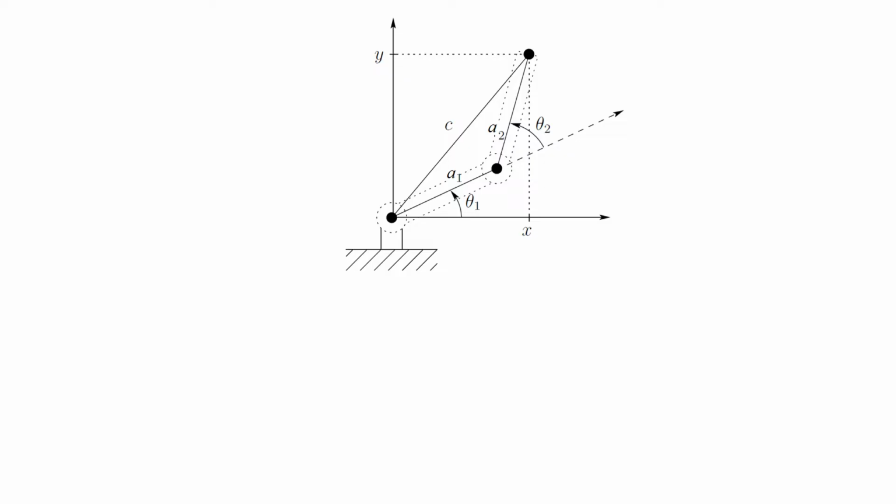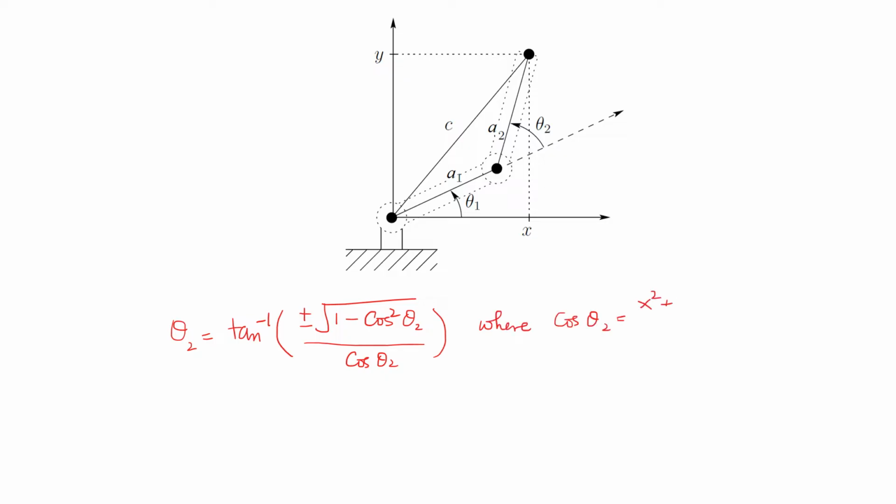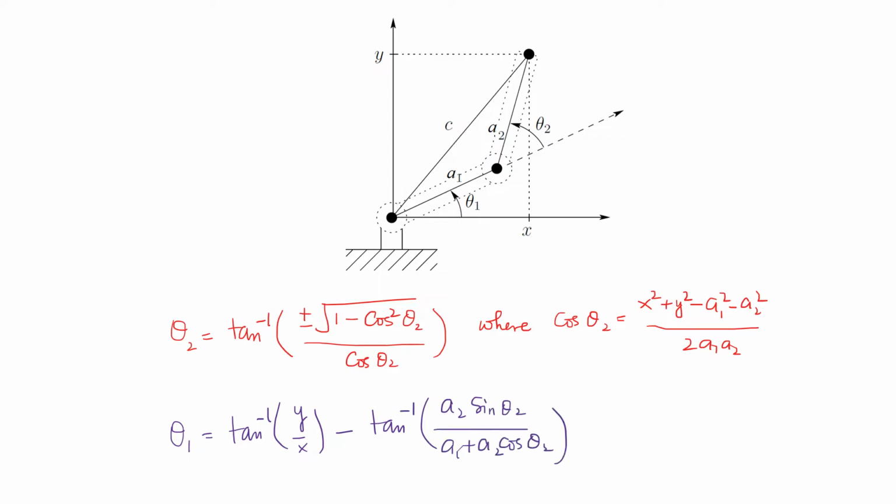For theta 2, first was this expression, where cos of theta 2 was this whole expression. And we use this theta 2 expression to compute theta 1 as well, and that was also using tan inverse. So we derived these expressions last time.